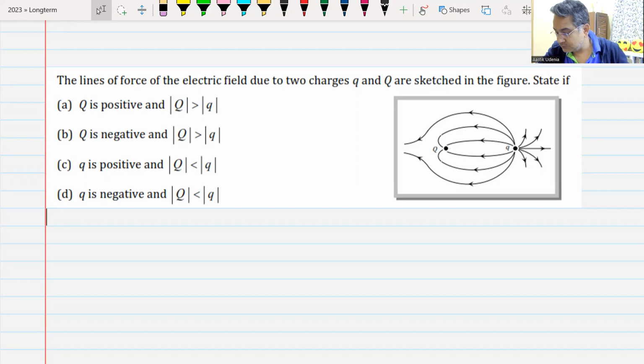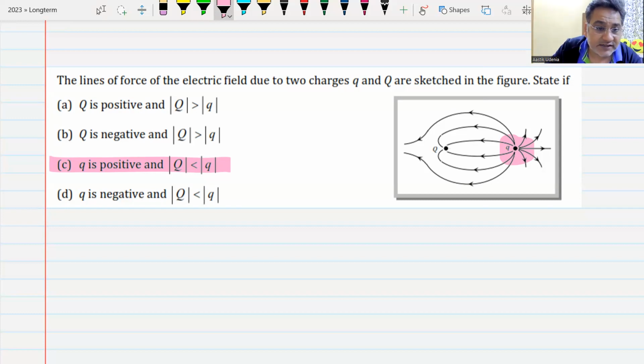Option C, sir. Small q is positive. More number of field lines are emerging from small q. So small q is positive, capital Q is negative, and the magnitude of small q is more because more lines are emerging out. Do we understand this? Yes, sir.